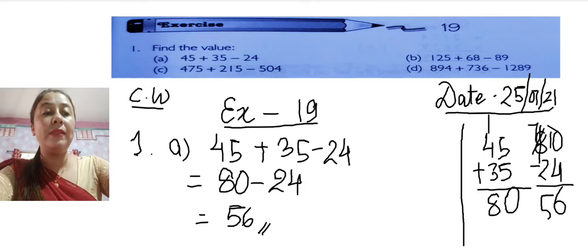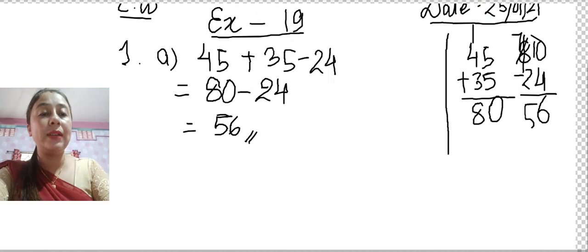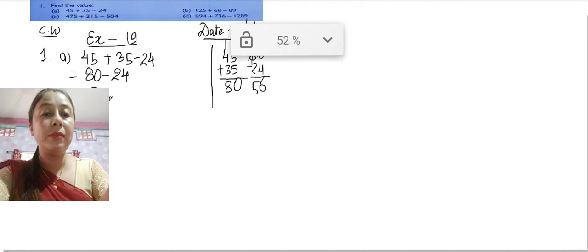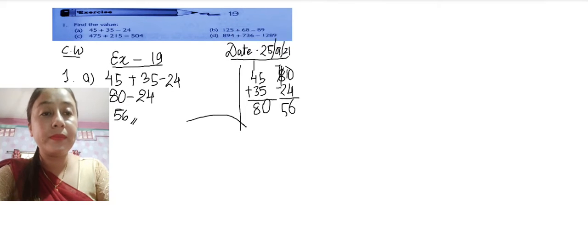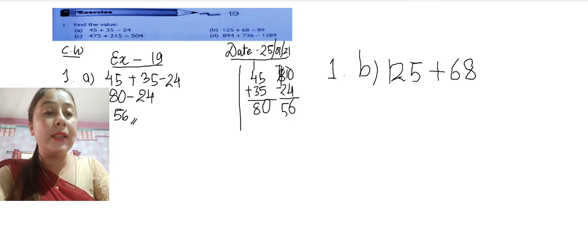Now let us do 1B. First, let me write the question. What is there in question number B? 125 plus 68 minus 89. I have already told you, you have to draw a rough column out here. You will continue with the same column.